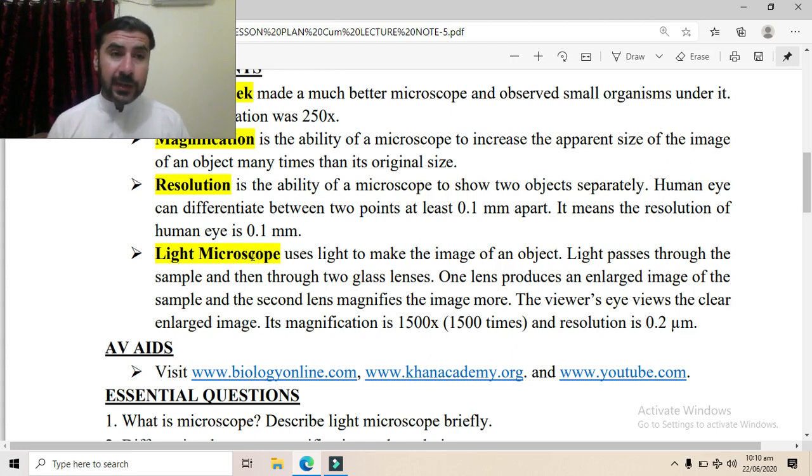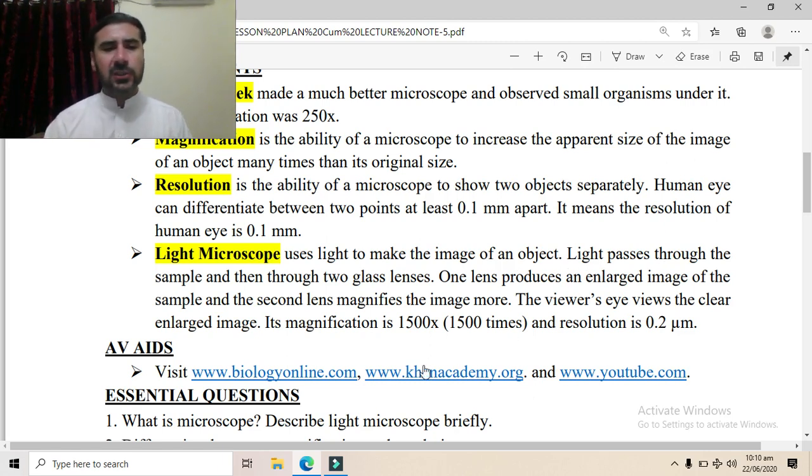While on the other hand, in the electron microscope, the light source is an electron beam, so that is called an electron microscope. And the normal microscopes which use normal, visible light are called light microscopes. So a light microscope uses light to make the image of an object. Yes, we have discussed this.